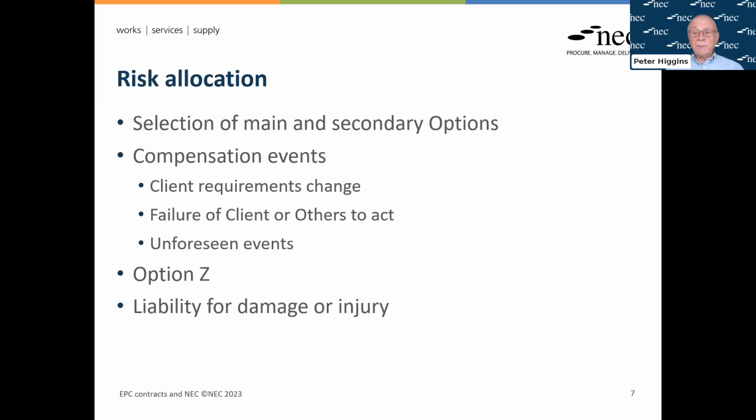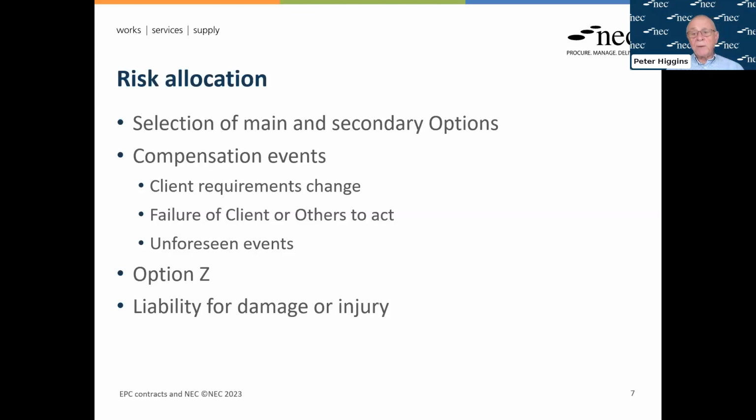There's two ways of dealing with the unforeseen ground conditions. Assuming you want to give greater risk to the contractor, which most EPC contracts will do, you can either delete the entire compensation event, which means that whatever the ground conditions are, it's 100% contractor's risk, or you can try and define some kind of ground definition, ground status, which says if it's of this nature, it's the contractor's risk. If it's outside of that area, then it's the client's risk. So that's the way of dealing with it.